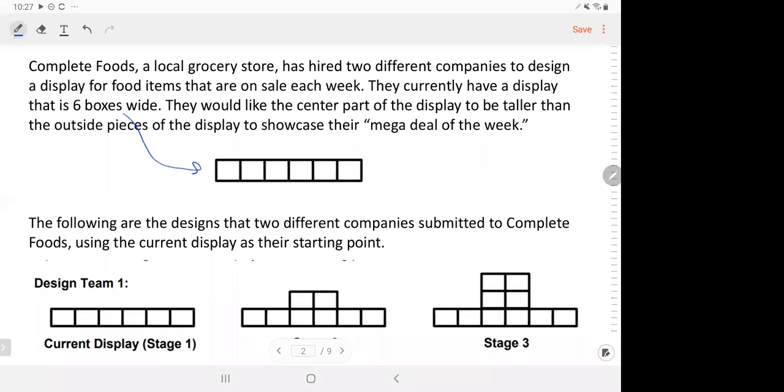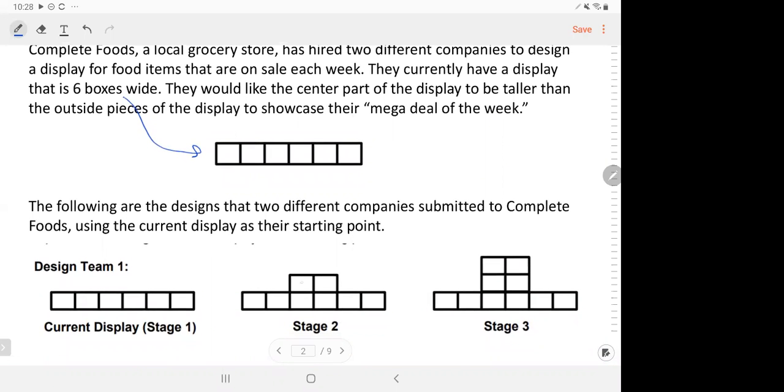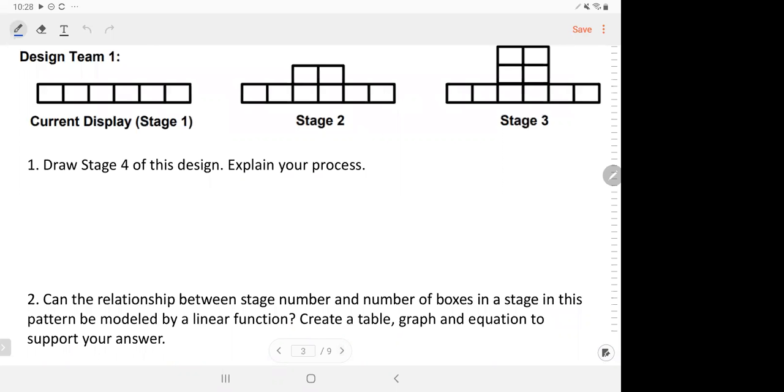So we're just going to focus on design team 1 at first. The current display is just 6 boxes. The next stage would be 2 boxes added to those 6 boxes. And then stage 3 would be, again, 2 boxes added on top of that. So it says, draw stage 4 of this design, explain your process.